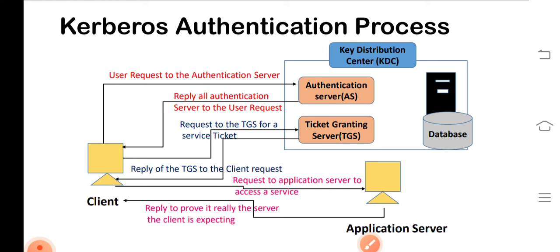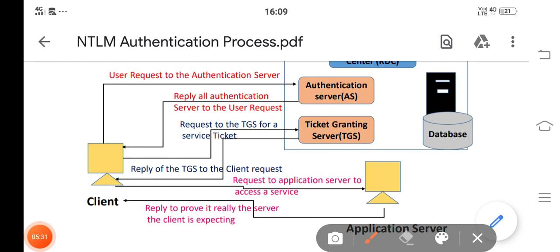So this is Kerberos authentication, and here, see the diagram, is the Kerberos authentication process. You can see, first the client sends a user request to the authentication server, then the authentication server replies to the user request. Next, the client sends a request to the TGS for a service ticket, and then the TGS replies to the client request.